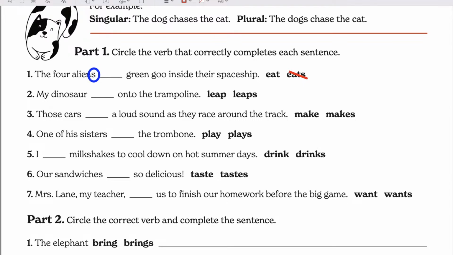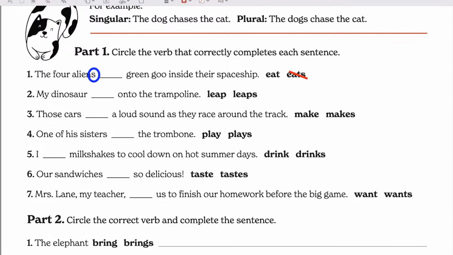By knowing the rule, even when it doesn't sound right, maybe because somebody never spoke it grammatically correct in front of you, you will know how to speak it correctly. My dinosaur, did I say this? Those cars make, did I ever say that? Yes, I did. One of his sisters play the trombone. One of his sisters plays the trombone.